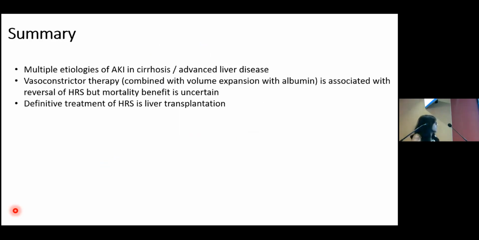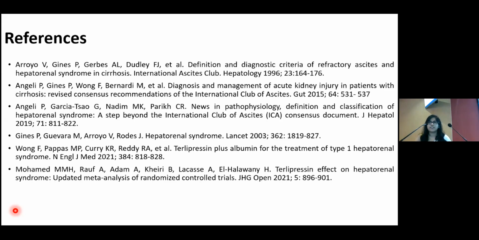So in summary, I talked about how we evaluate AKI in cirrhotic patients, and I talked about hepatorenal syndrome, its classification and the management. There are multiple etiologies of AKI in cirrhosis, and vasoconstrictor therapy combined with volume expansion with albumin is associated with reversal of HRS, but the mortality benefit is uncertain. The definitive treatment of HRS is liver transplantation. These are my references. Thank you.